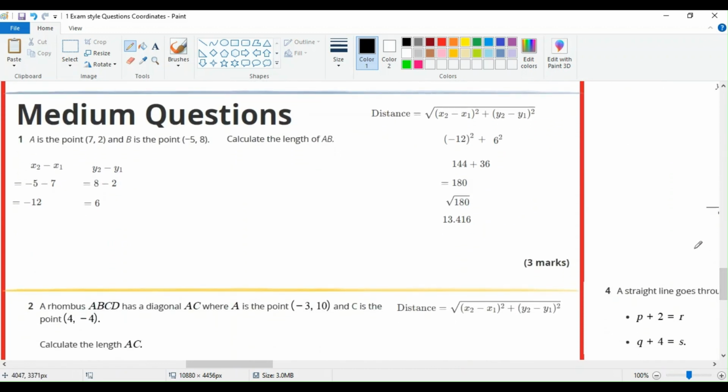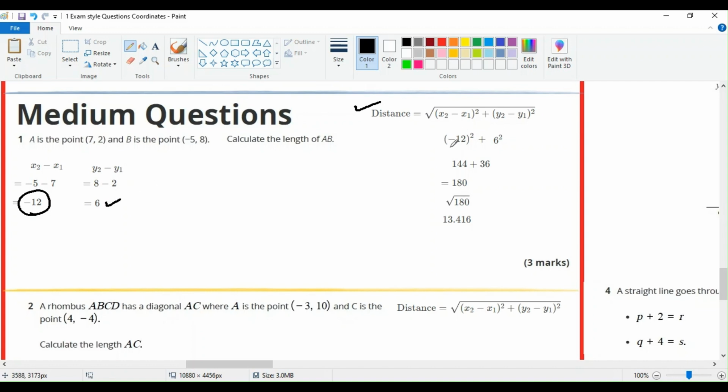Now comes the next level questions, which are medium questions, in which we need to find out the distance when the 2 points are given. Now point A is 7, 2 and point B is negative 5, 8. This is the formula for finding out the distance between the points. x2 minus x1 is minus 5 minus 7, which gives us negative 12, and y2 minus y1 is 8 minus 2, which is equal to 6.